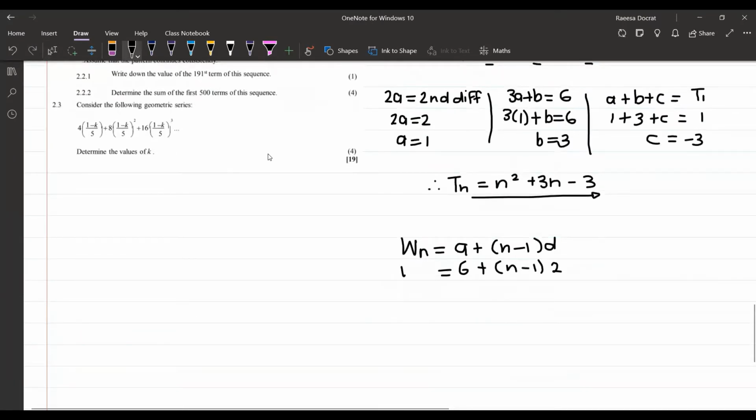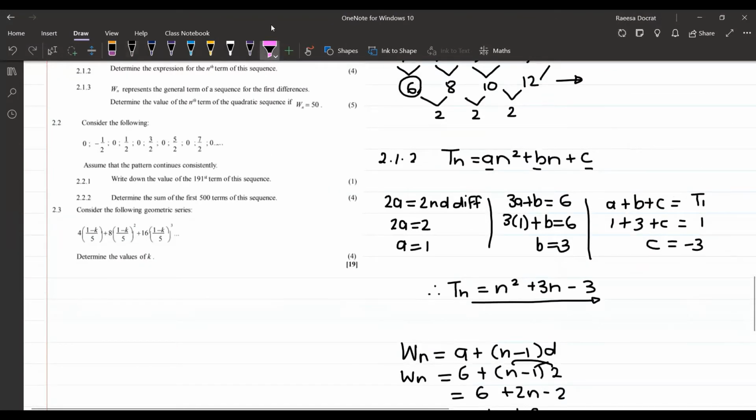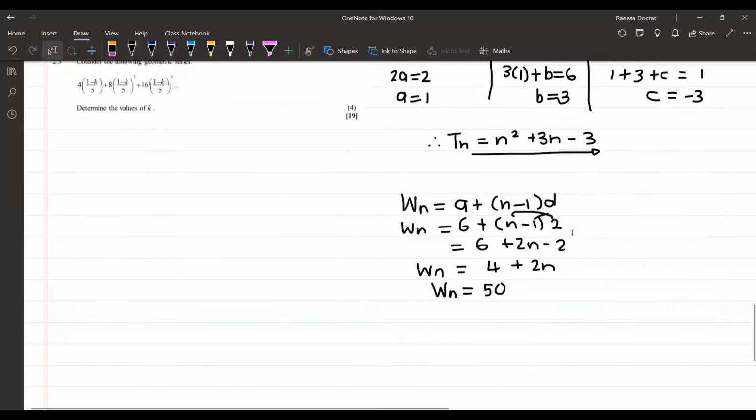So the formula or the rule that Wn follows is 6 plus 2n minus 2, so we distribute, which is 4 plus 2n. So that is the general term for Wn. We would like to know at which term we have Wn being equal to 50. So we want to solve for n when Wn is equal to 50 as indicated over here. So let us go ahead and calculate that.